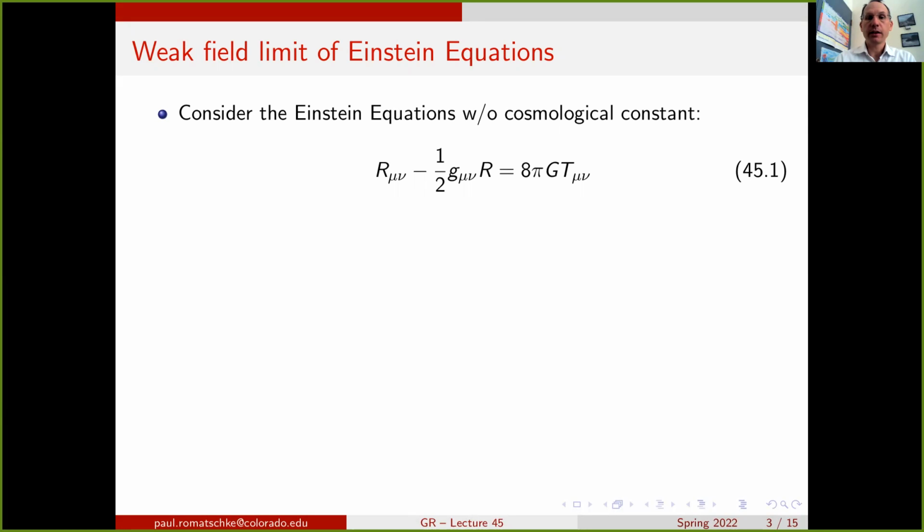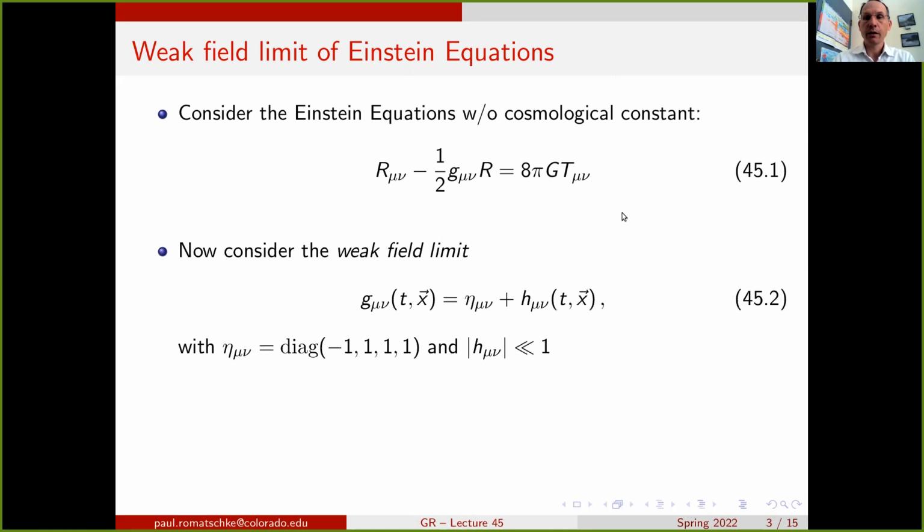To get started, consider again the Einstein equations without cosmological constant, but this time including the possibility of matter on the right-hand side. Let us again take the weak field limit, meaning that we want to approximate the full metric field as Minkowski space, which is just the diagonal matrix with constant elements, and a small fluctuation h around this Minkowski spacetime that is assumed to be of very small magnitude compared to the Minkowski spacetime background.